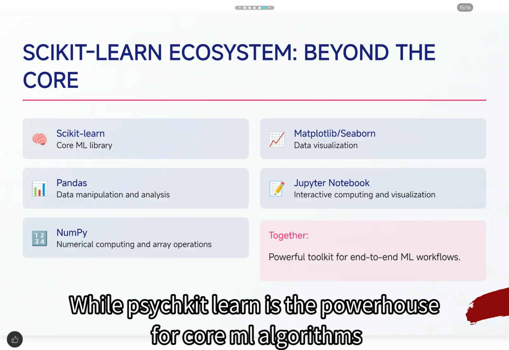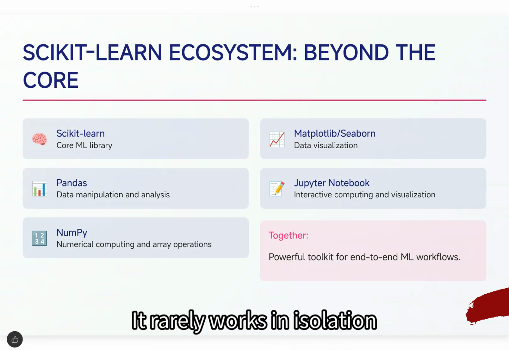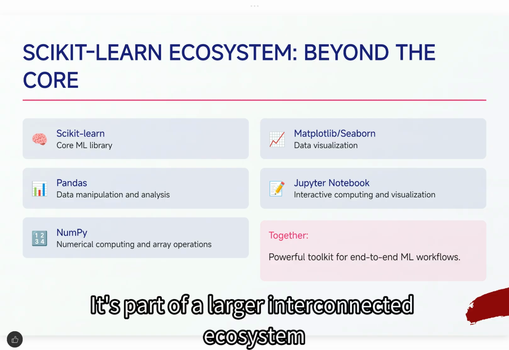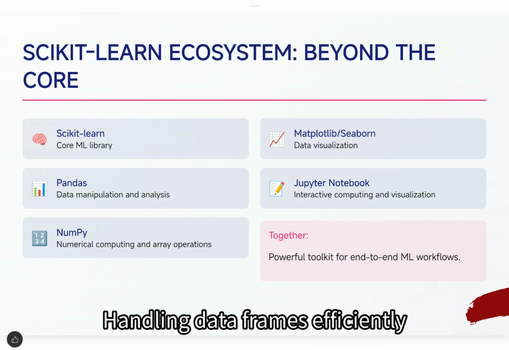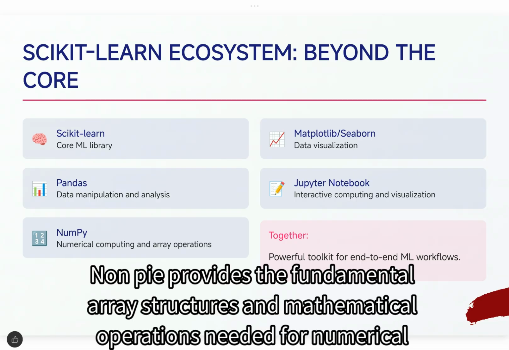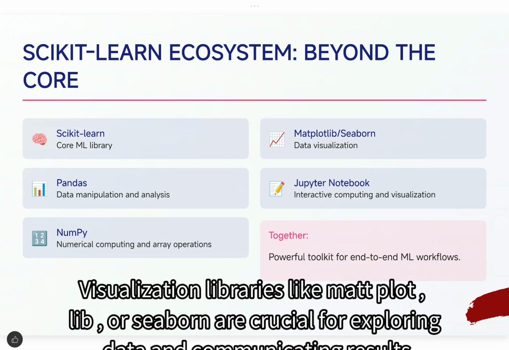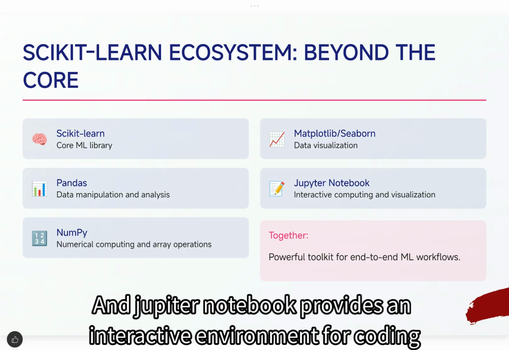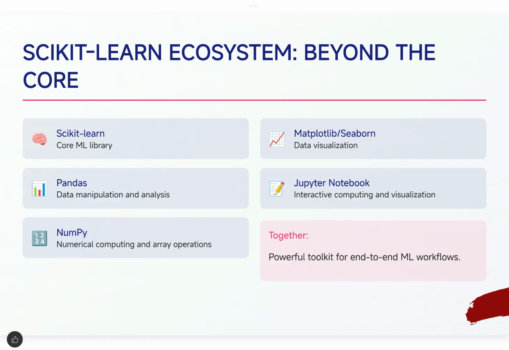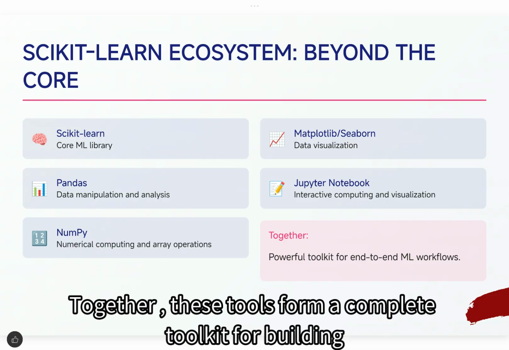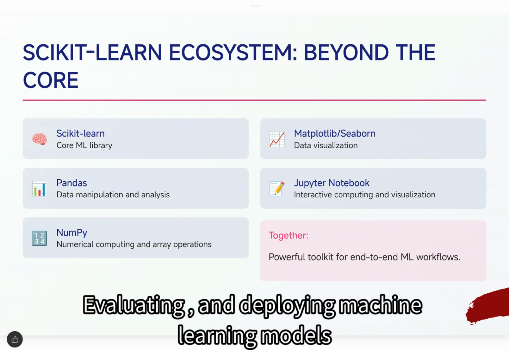While Scikit-learn is the powerhouse for core ML algorithms, it rarely works in isolation. It's part of a larger, interconnected ecosystem. Pandas is indispensable for data manipulation and analysis, handling data frames efficiently. NumPy provides the fundamental array structures and mathematical operations needed for numerical computations. Visualization libraries like Matplotlib or Seaborn are crucial for exploring data and communicating results. And Jupyter Notebook provides an interactive environment for coding, visualizing, and documenting your entire ML workflow. Together, these tools form a complete toolkit for building, evaluating, and deploying machine learning models.